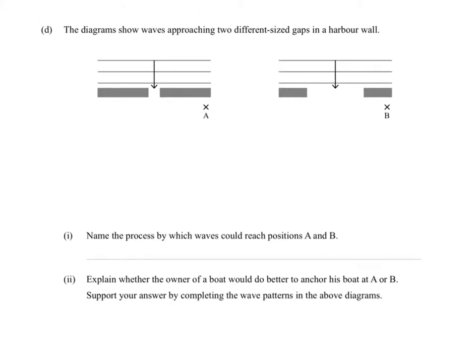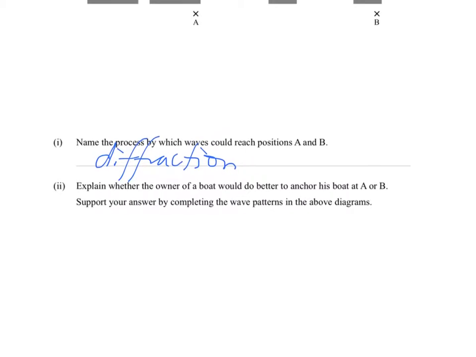Next, part D, the diagrams show waves approaching two different sized gaps in a harbour wall. There's always a harbour wall and always boats. That's alright though. It's tempting to just draw straight on that, but let's read the question. Name the process by which the waves could reach positions A and B. The process is diffraction. Just something to memorise. Waves bend through gaps. That's diffraction. And around corners.